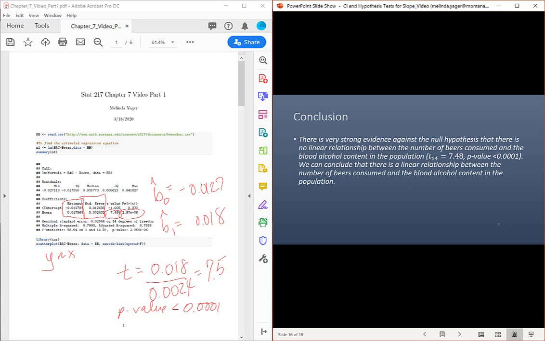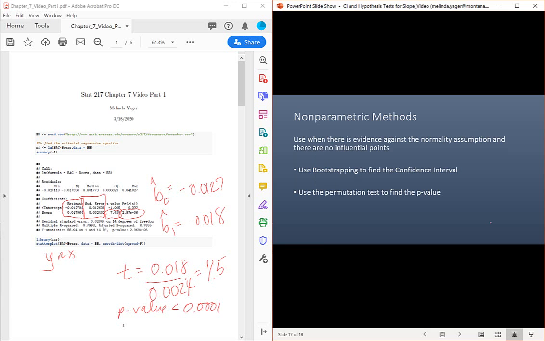So in conclusion, we find there is very strong evidence against the null hypothesis that there is no linear relationship between the number of beers consumed and the blood alcohol content in the population. This is based off a t-test statistic under a t-distribution with 14 degrees of freedom of 7.48 and a p-value of less than 0.0001. We can conclude that there is a linear relationship between the number of beers consumed and the blood alcohol content in the population. Let's see if we get similar results with non-parametric methods.